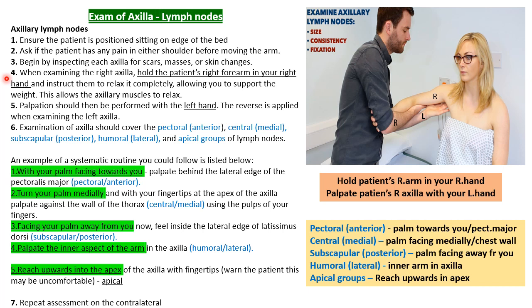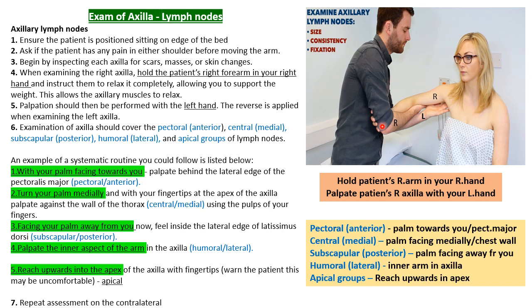When you examine the patient, you hold the patient's right forearm in your right hand and instruct them to relax it completely, allowing you to support the weight. This allows the axillary muscles to relax, making the axilla more accessible to examination. Palpation should then be performed with the left hand. The reverse is applied when examining the left axilla. So to examine the patient's right axilla, hold the patient's right arm in your right hand and palpate the patient's right axilla with your left hand.